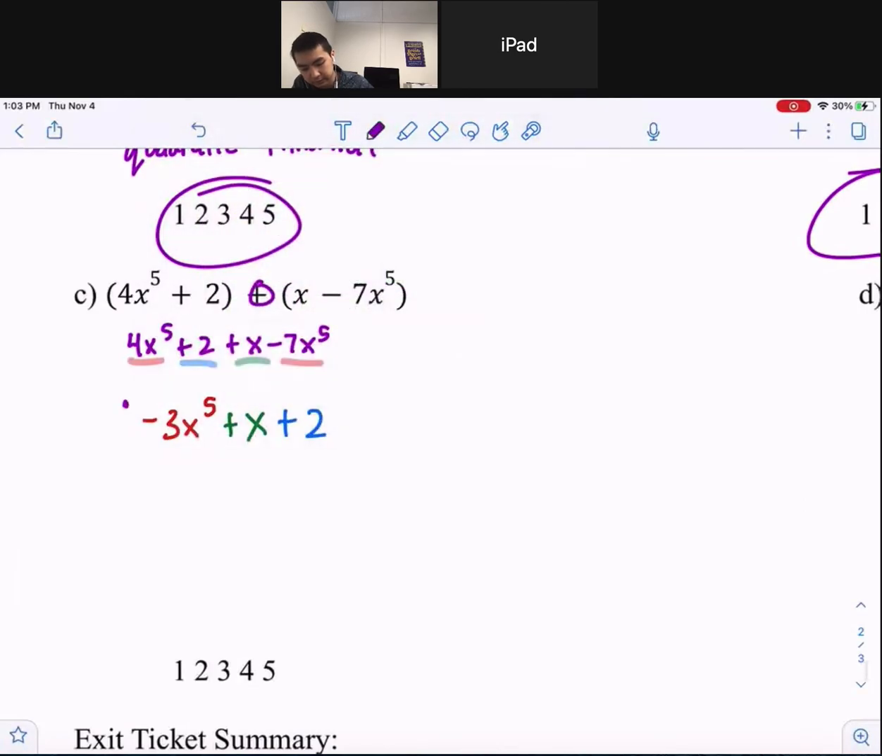So that's in standard form. Highest degree, fifth degree. Next, the fifth degree is an odd number. And what's the name? Well, it's fifth degree, so we don't have a name for the degree. So fifth degree, how many terms? 3, trinomial.